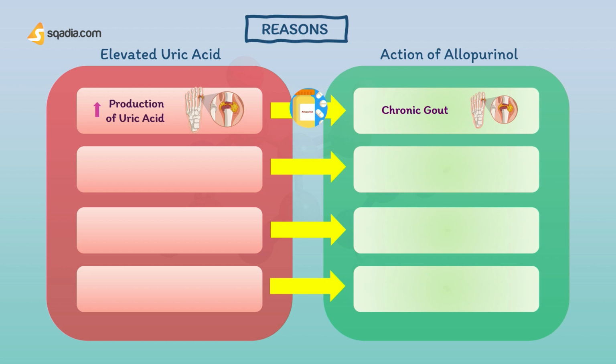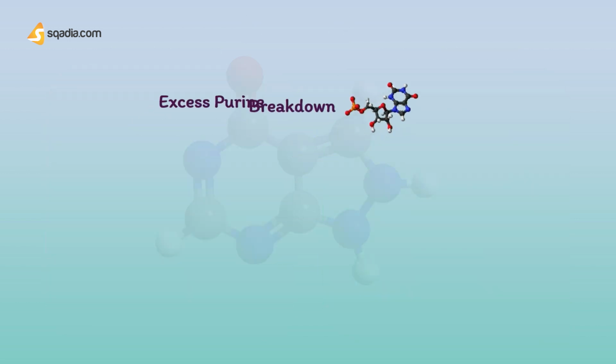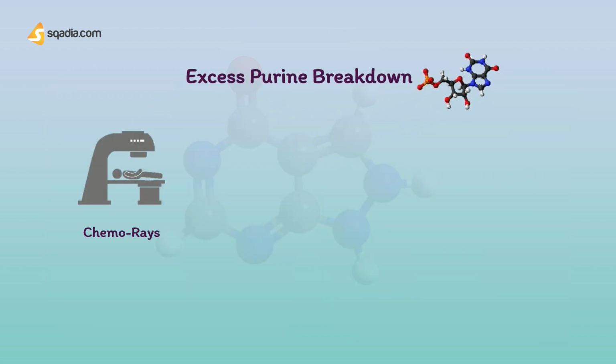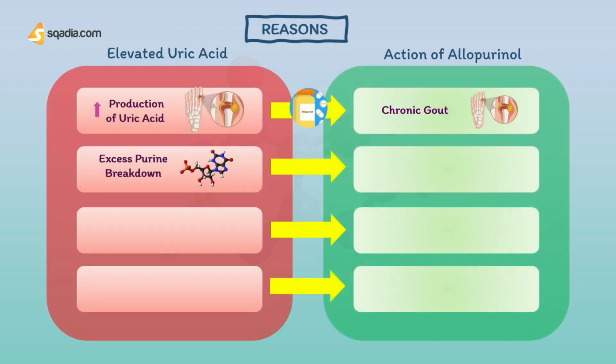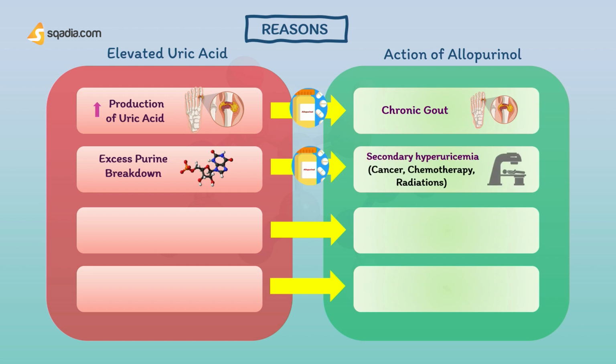The second reason here is the excessive breakdown of purines. There are a few anti-cancerous agents that increase the uric acid levels because chemotherapy rays are so strong that they even break the purines in the body. Increased purine levels lead to increased uric acid levels, where we need allopurinol to inhibit its synthesis. So, allopurinol is used to treat secondary hyperuricemia, that is increased uric acid levels in patients receiving cancer chemotherapies. These patients can have increased uric acid levels due to release of uric acid from the dying cancer cells.